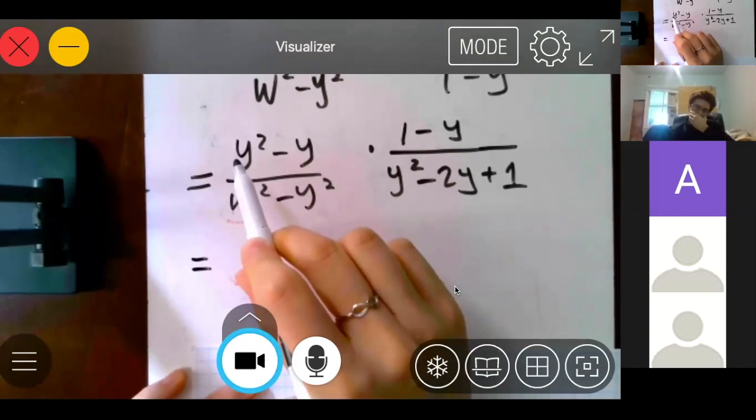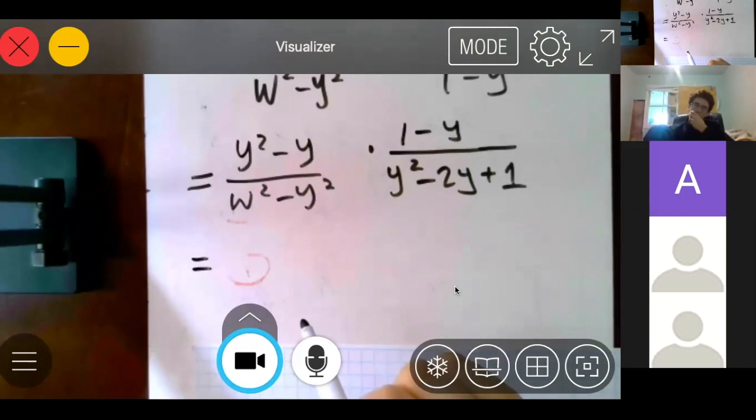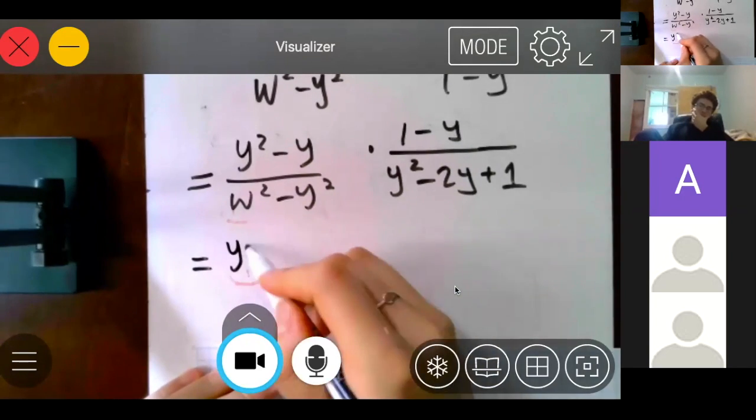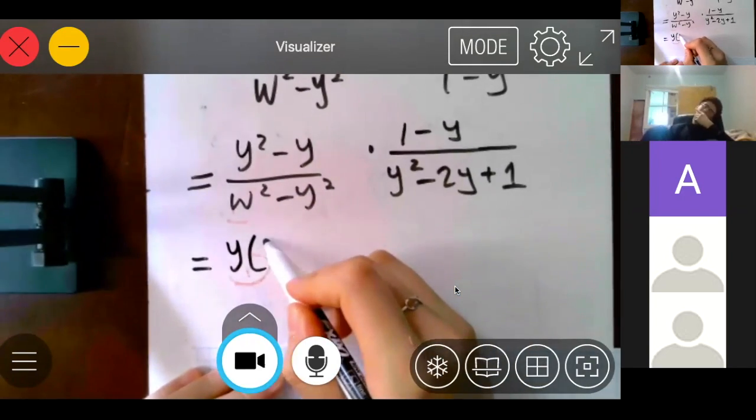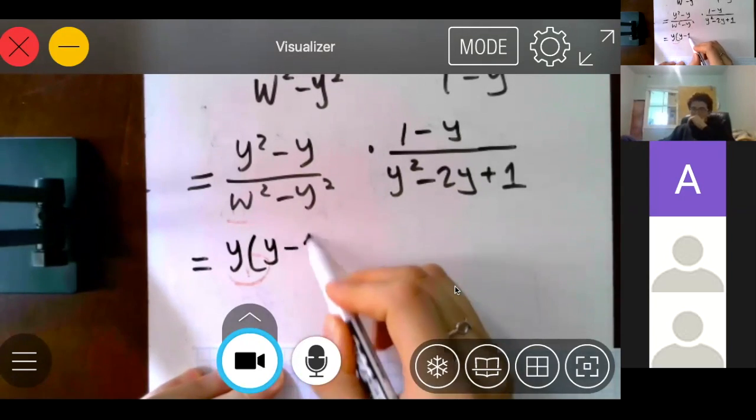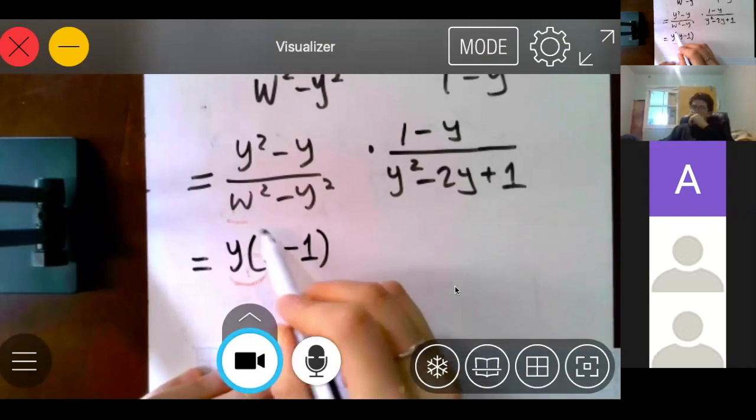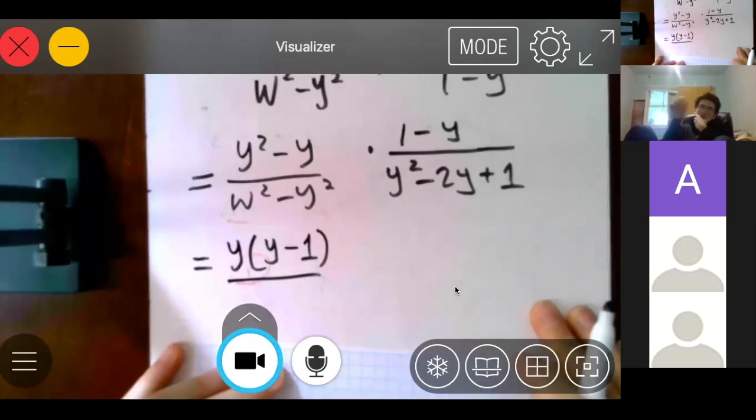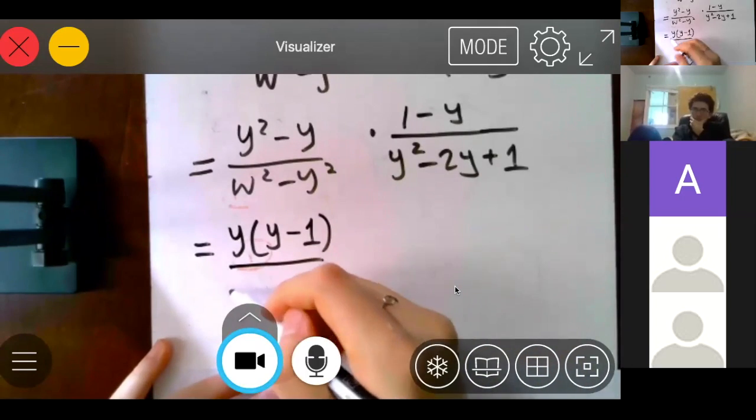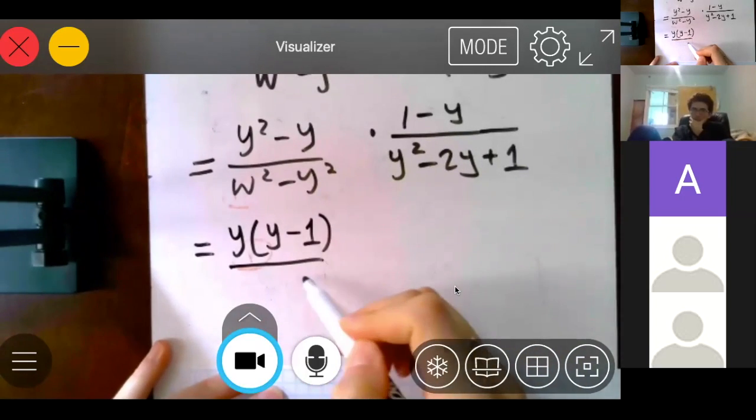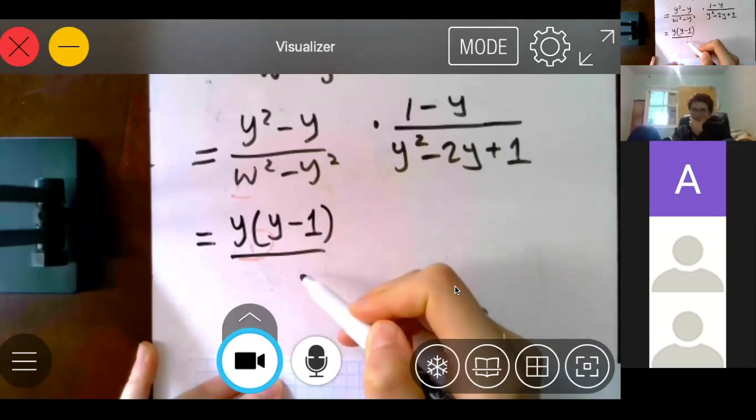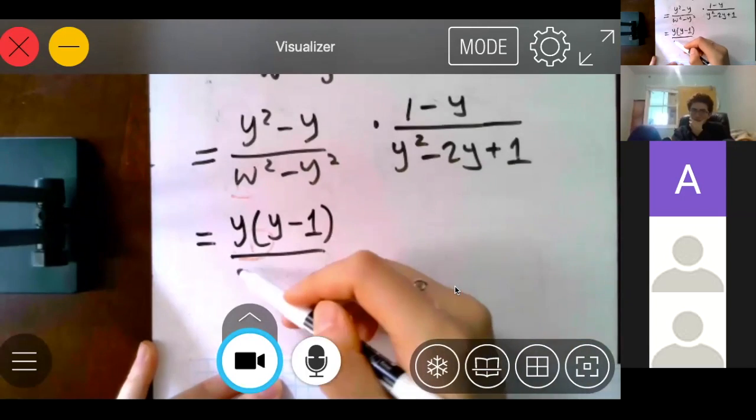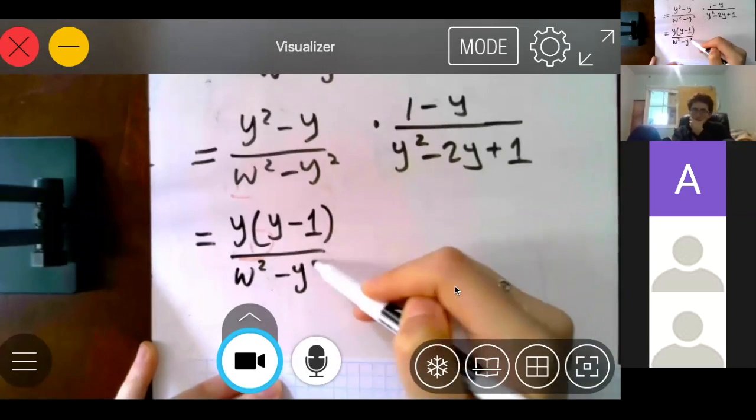So here, what can I factor out, everyone? Y. So I'm going to factor out y, and I'm going to be left with y minus 1. When you distribute it, it becomes y squared minus y. And here you could factor out as w plus y times w minus y, but you're probably going to notice there isn't any other term that you can cancel this out with. So I'm just going to write it as this.